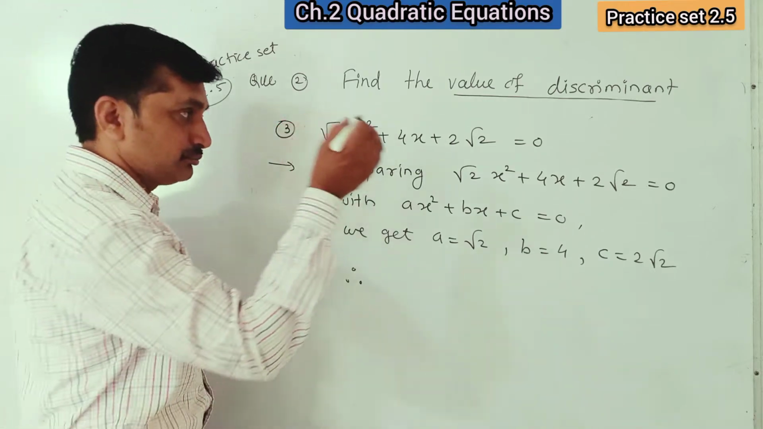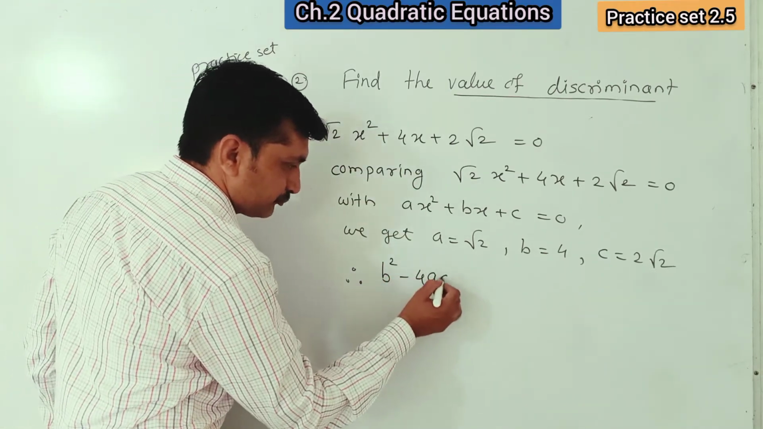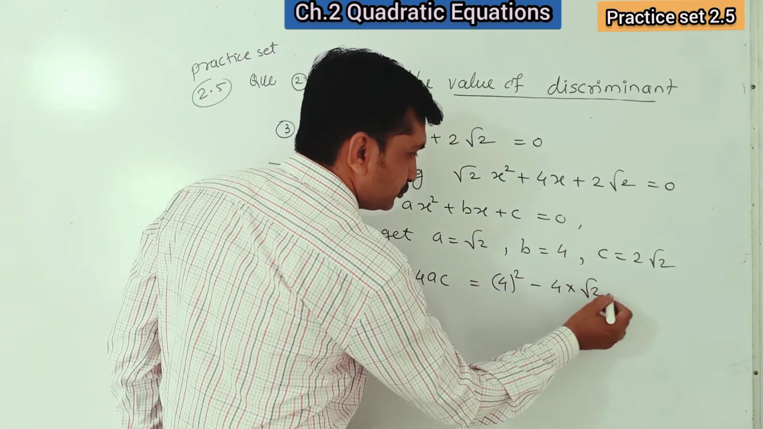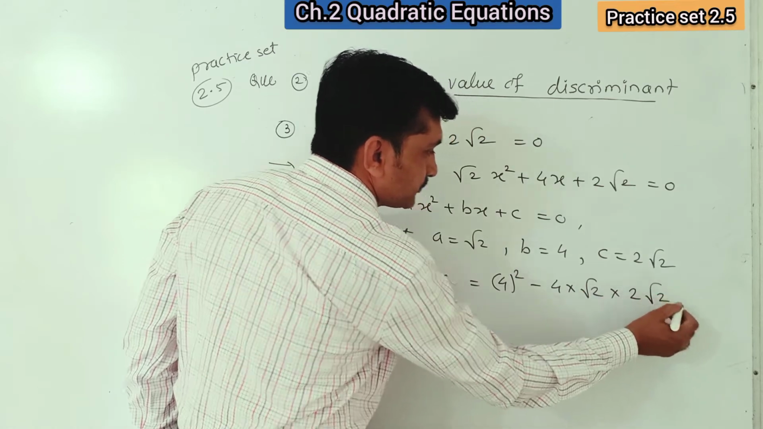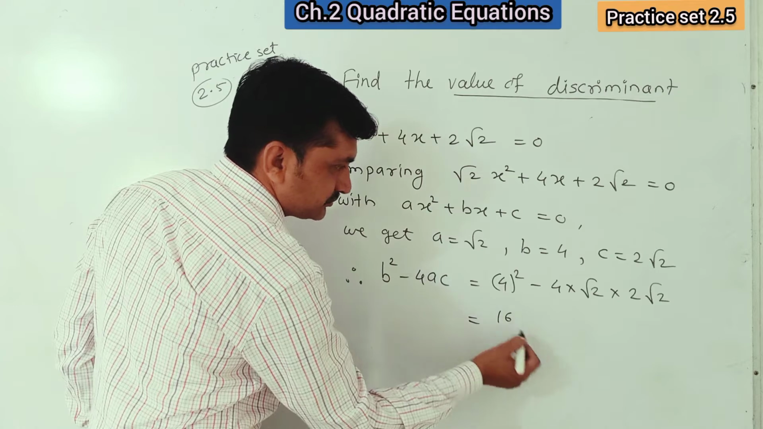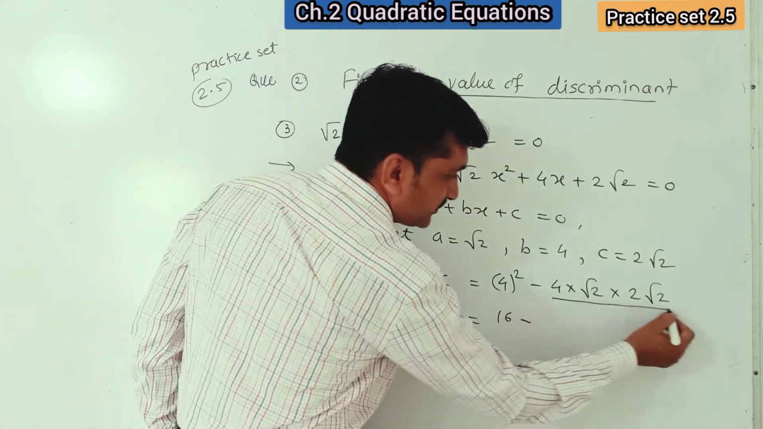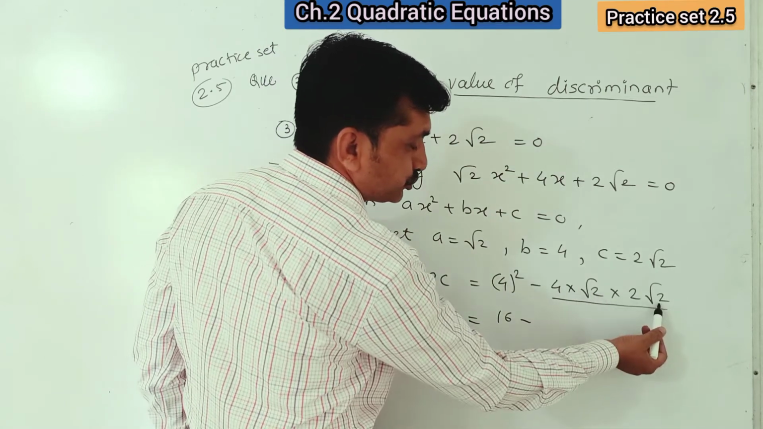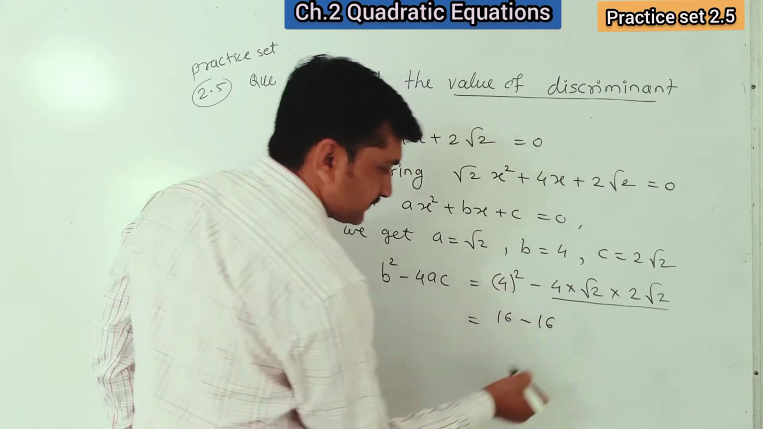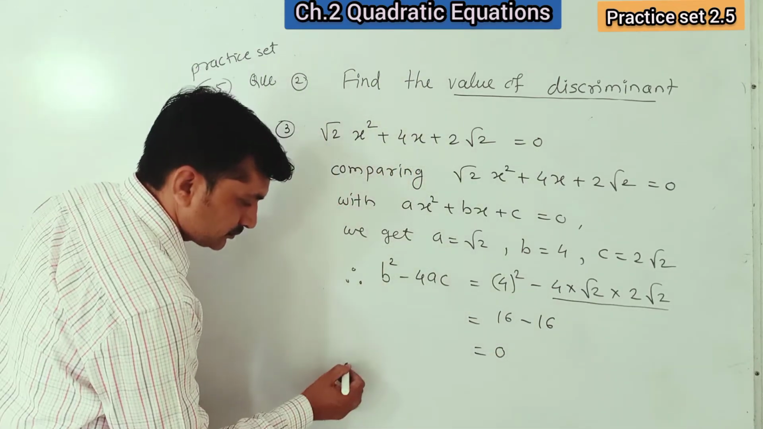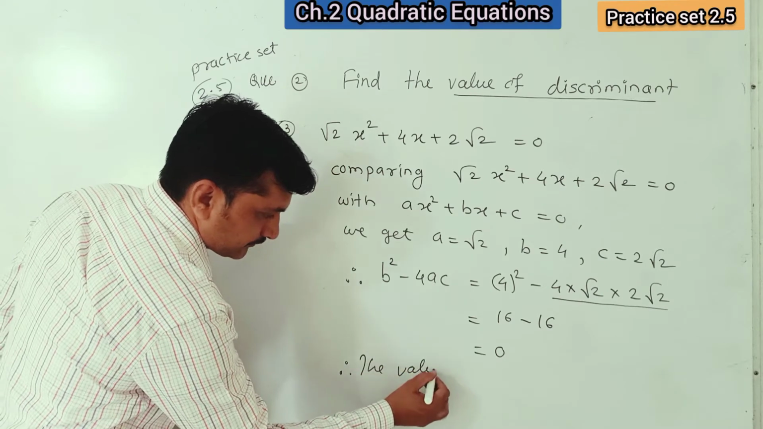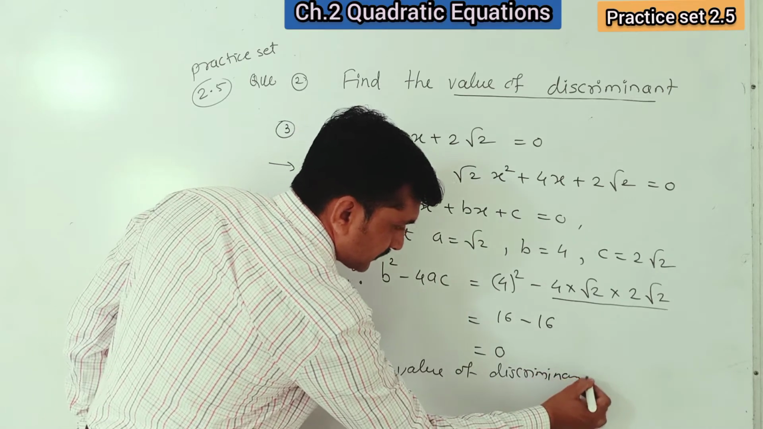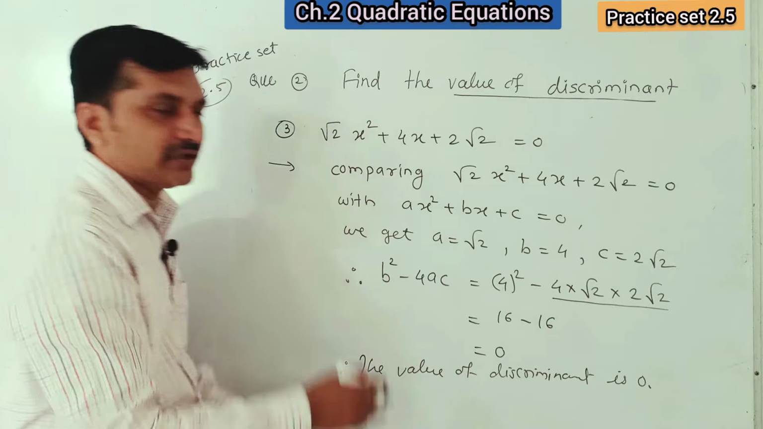Value of discriminant means b square minus 4ac. b value 4 bracket square minus 4 multiplied by square root of 2 multiplied by c value 2 root 2 is equal to 16 minus, now here product of these 3 numbers. See very carefully, root 2 into root 2, 2 2s are 4, 4 4s are 16, and here we get 0. Therefore the value of discriminant is 0. That is value of discriminant only.